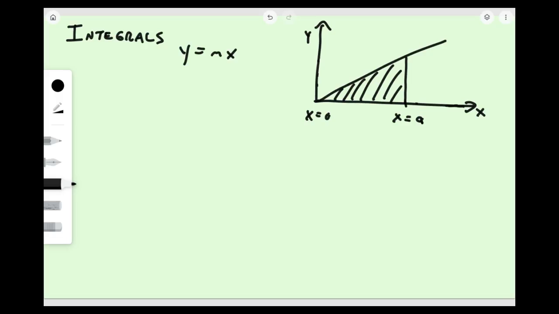And we can say by the time it gets to x equals a, that it's at y equals b. So the area here is 1/2 b times a. And that should be a familiar formula for the area of a triangle, 1/2 base times height. In this case, the base is a and the height is b. That information also allows us to say the slope equals b divided by a.